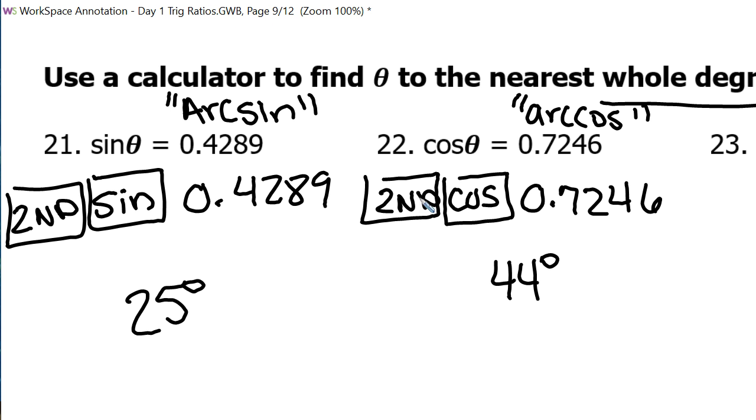And then number 23, what is the 6.8218 called? Arc tangent. So in the calculator you would do second tangent of 6.8218. 82? Do we agree? Okay. Questions on that section? Okay, moving on to the next section.